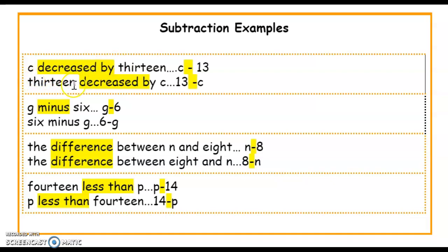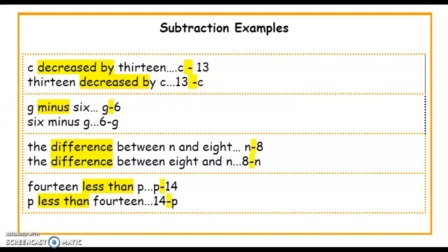Consequently, 13 decreased by C. So let's think about what that means. The decreased by we know means minus, so we put our minus sign down. So we're saying that the 13 is decreased by whatever C happens to be. So 13 becomes our minuend, and our C becomes our subtrahend.